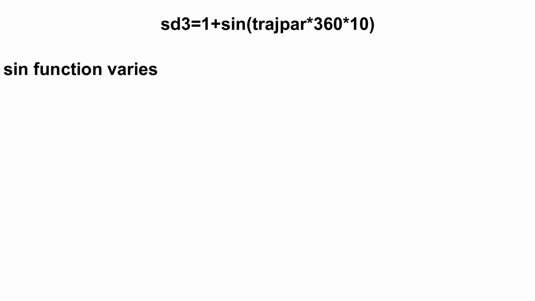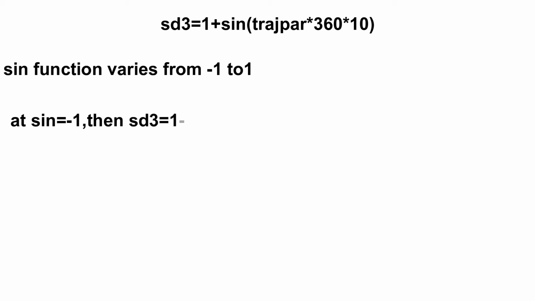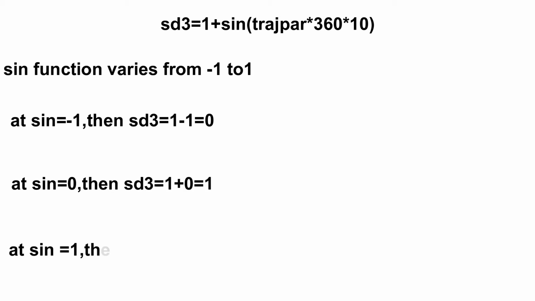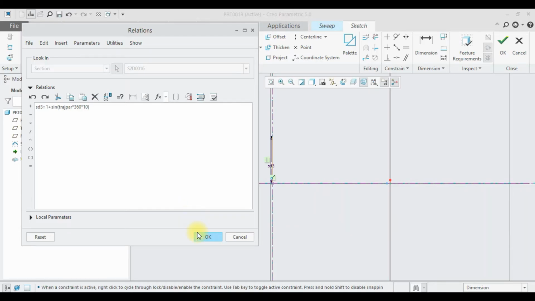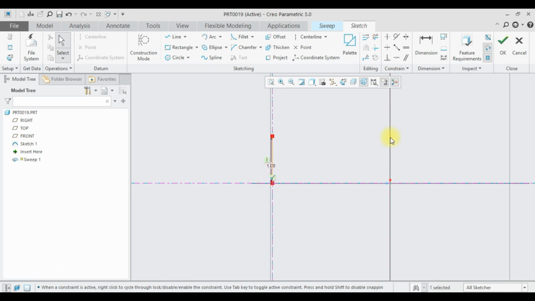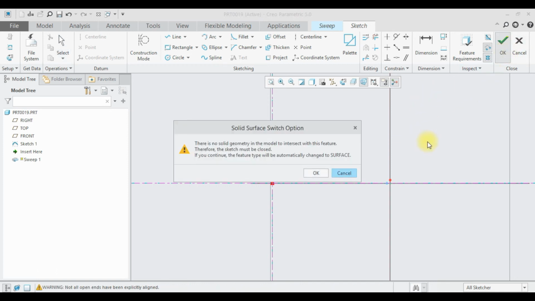We already know that the sine function varies from -1 to 1. At sine value equal to -1, my st3 dimension is going to become 0. At sine equal to 0, my st3 dimension is going to become a value of 1. When sine equal to 1, my st3 value is equal to 1 plus 1, which is equal to 2. Click on OK, and give a check mark to it. Right now it says that it will be generated as a surface. Click on OK.